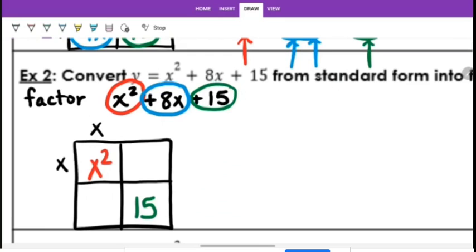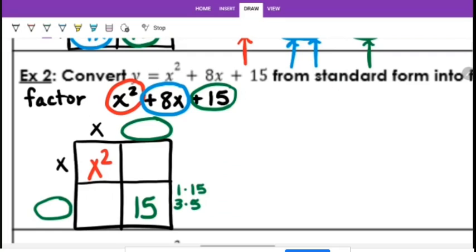Now we need to figure out what number to put in the blanks that I'm circling. These two have to multiply together to give us positive 15. So let's make a list of options: 1 times 15, and then 2 times nothing, 3 times 5, 4 times nothing.